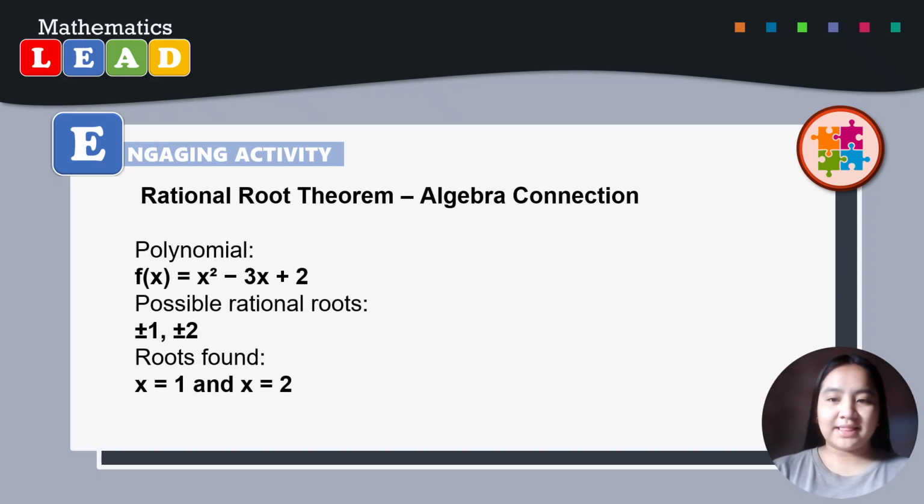We represent this situation using the polynomial f(x) = x squared minus 3x plus 2. Using the rational root theorem, we list the possible roots: plus or minus 1 and plus or minus 2. When we test these values, we find that x equals 1 and x equals 2 are roots. These values show the possible weekly savings amounts that work perfectly.